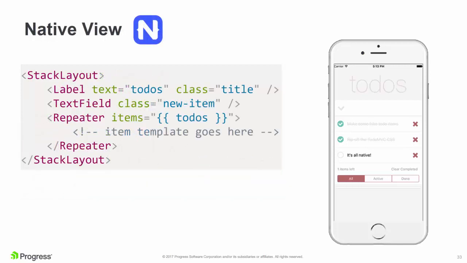Well, the UI is surprisingly simple. We have a label which we can equate to our styled h1. We have a text field, which is our input. We also have a repeater control, which simply lets us bind an array to it and repeat an item template.